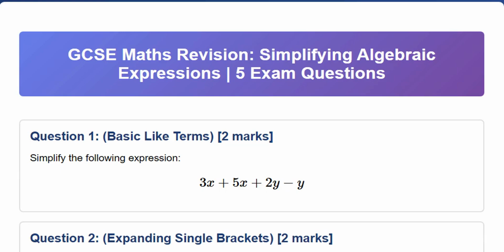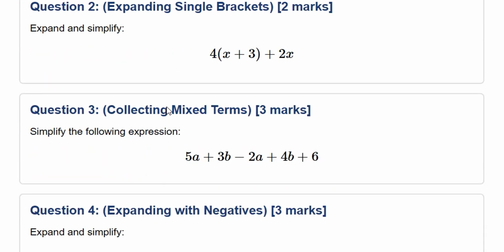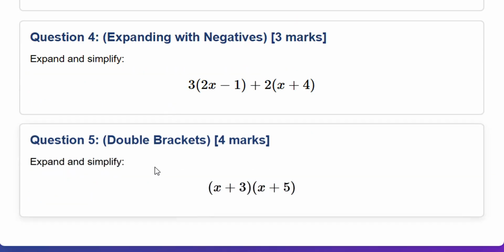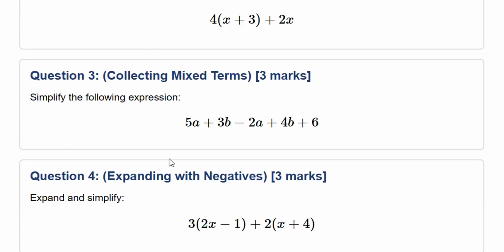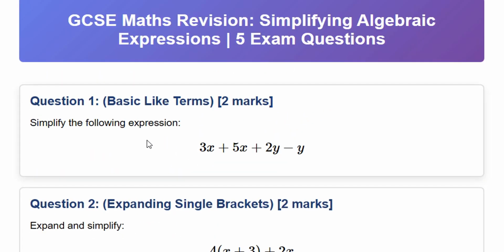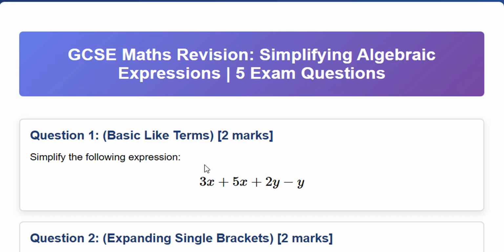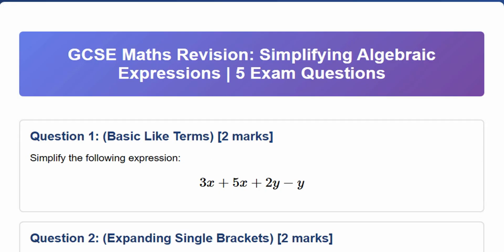Hello, welcome to this GCSE Maths revision where we are going to revise how to simplify algebraic expressions. We are going to start with the simplest, moving on to the hardest simplification. So, can we start with this first question where you are told to simplify the following expression: 3x plus 5x plus 2y minus y.